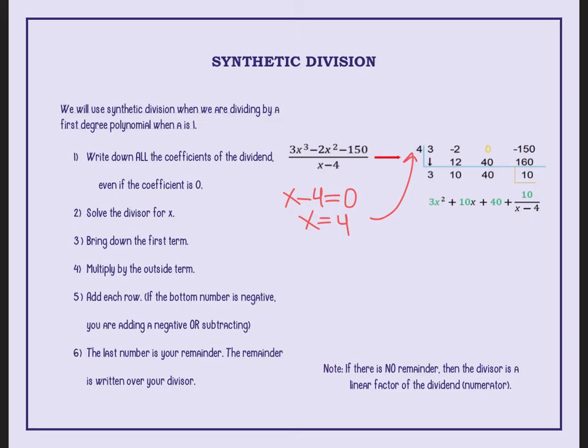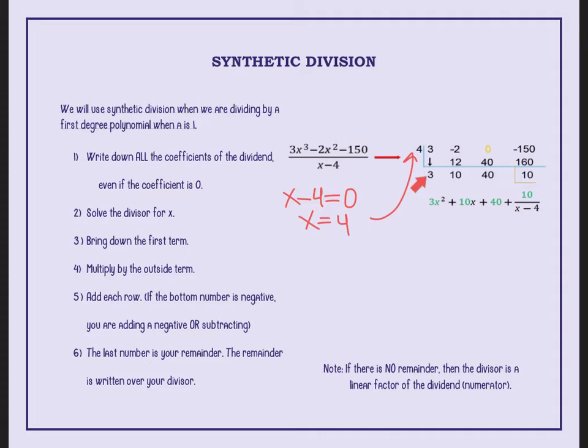Okay? So we are going to always bring down the first number, multiply with the number on the outside. So it's going to go like a pattern like this. We multiply with the number on the outside, and then we add the two numbers together. Multiply with the number on the outside, add the two numbers together. Now, these right here are part of our answer. This is part of our quotient.